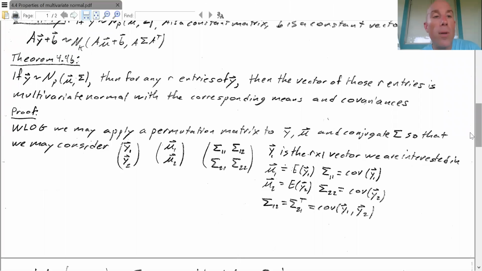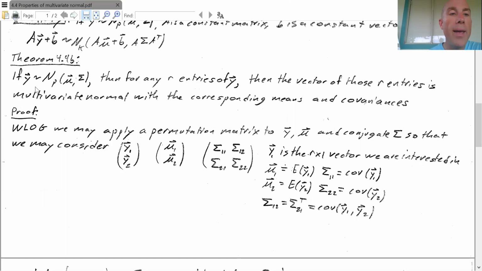All right, now the next one is an important one. It's important conceptually for things like dimension reduction. It's important for the regression stuff that we do. This is important all over the place.